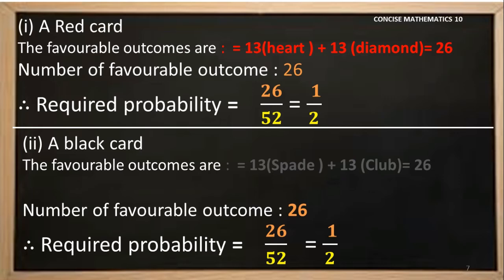Hence the total is 26. Probability is 1 by 2. And the sub question 3, it is a spade.